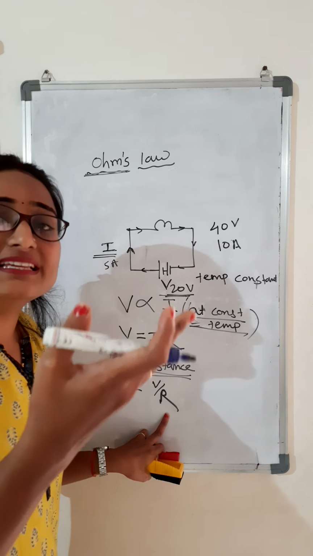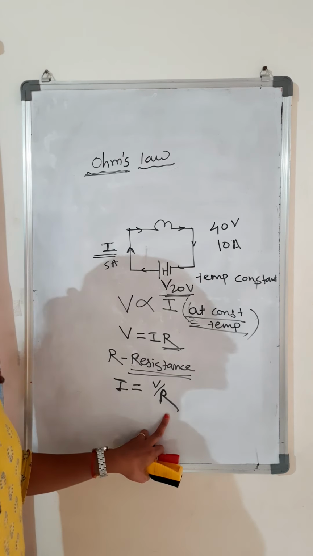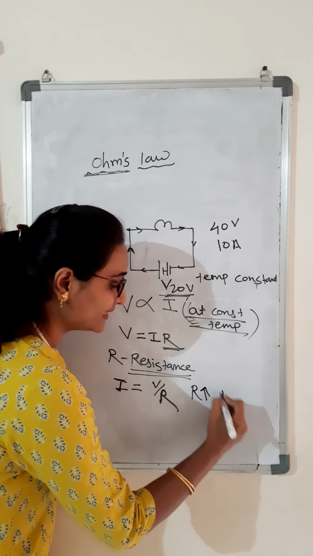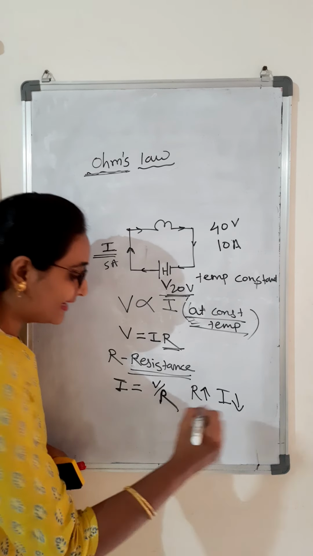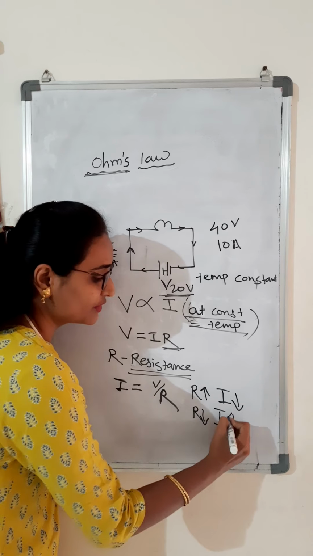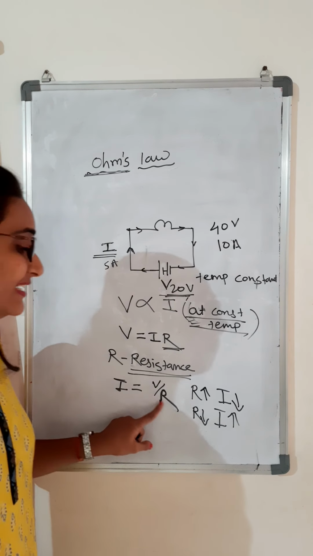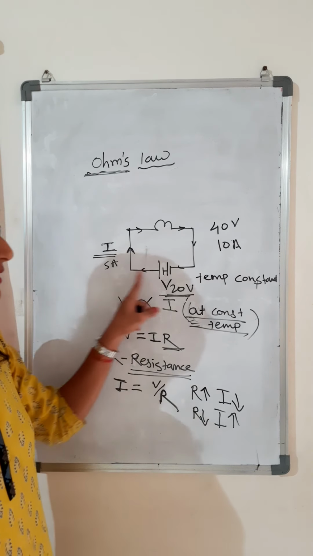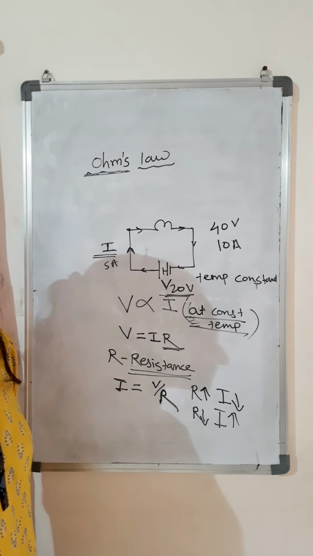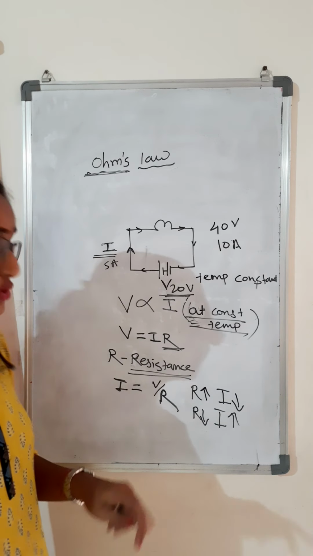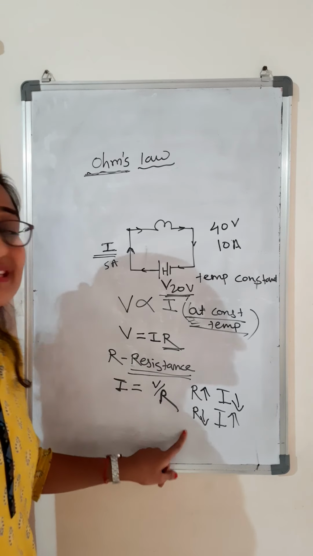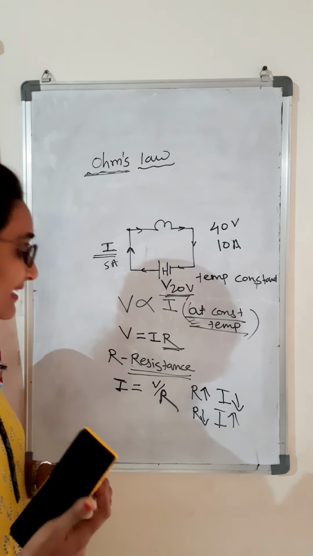If resistance increases, the current through that circuit decreases. And if resistance decreases, current through that circuit will increase. Suppose I double the resistance in this circuit, then the current will become half. So if the resistance increases, current decreases. So I is inversely proportional to the resistance.